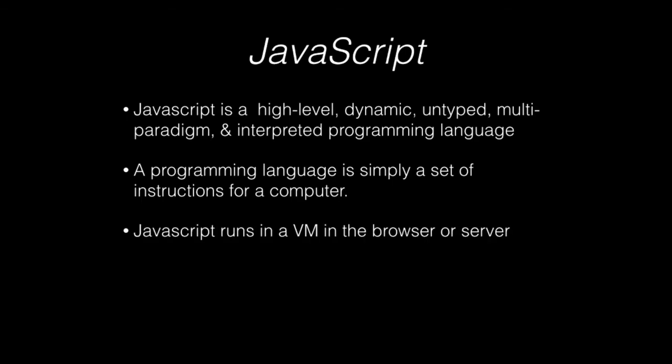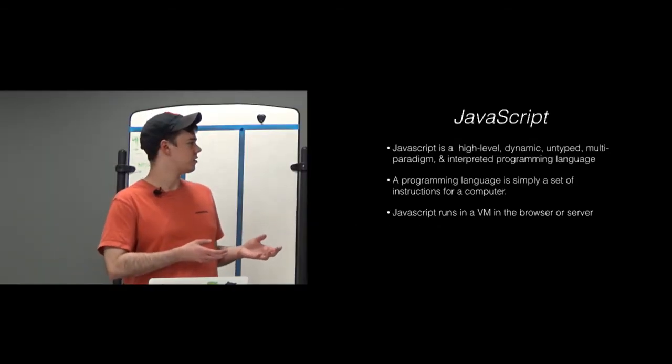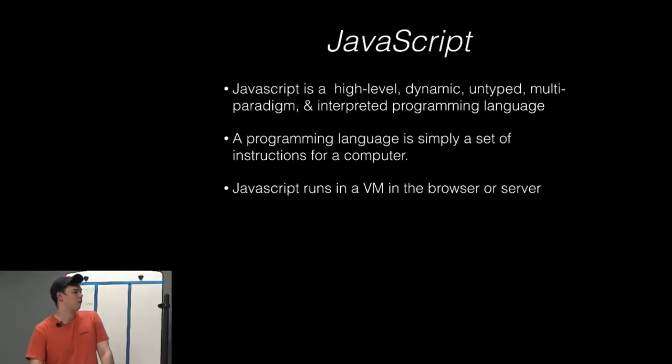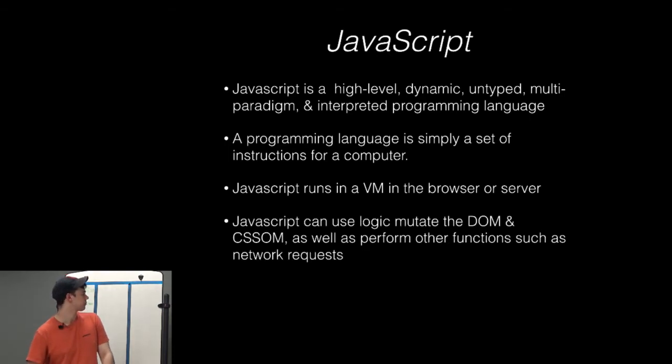And then JavaScript runs in a VM, or a virtual machine, which is basically like your computer, but it might not have a desktop or whatever. It's just a machine that can understand instructions, and it's either in your web browser or it can be run on a server. For our purposes today, we're talking about JavaScript that would be run in the browser. So JavaScript can use logic to mutate the DOM and the CSS object model, as well as perform other functions such as network requests.